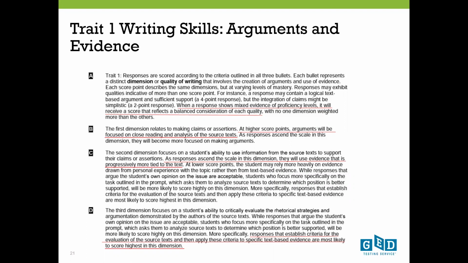So this is a student that's really planning, and they're really organizing their thoughts and their argument, and they're setting up before they write their response what it is that they think makes a good argument, and then they're applying that criteria of what makes a good argument to their analysis of the 2 passages.